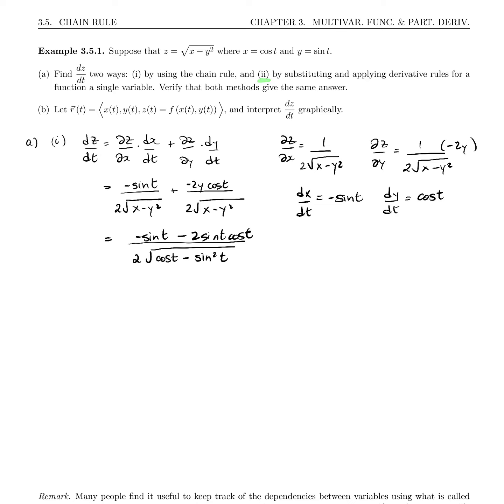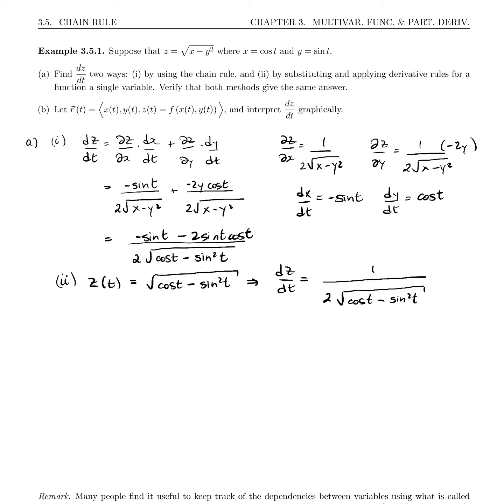Let's do this now the second way. We'll substitute in first rather than at the end, and so we will have z as a function of t is going to be, well, if we substitute in right away, we get cos t minus sine squared t, and that lets us take the derivative, so dz dt, which is z prime of t, using the chain rule for a single variable, 1 over 2 times the root of, keep the same inside function, cos t minus sine squared t, times the derivative of that inside function, so times the derivative of cos, which is minus sine t, the derivative of minus sine squared t, chain rule, minus 2 sine t cos t.